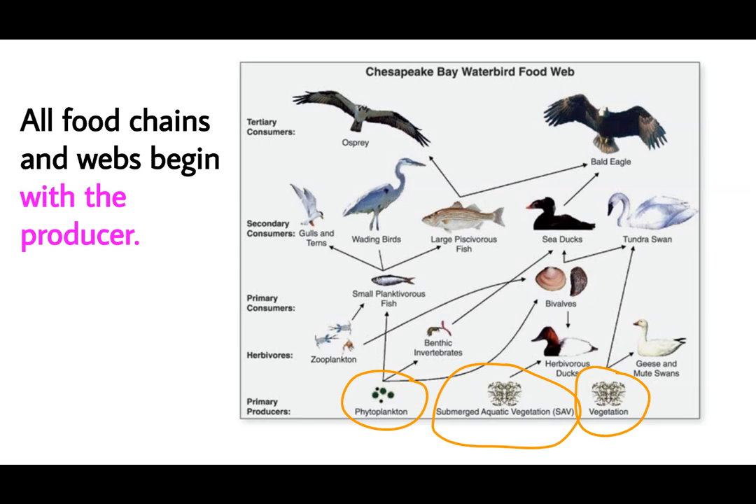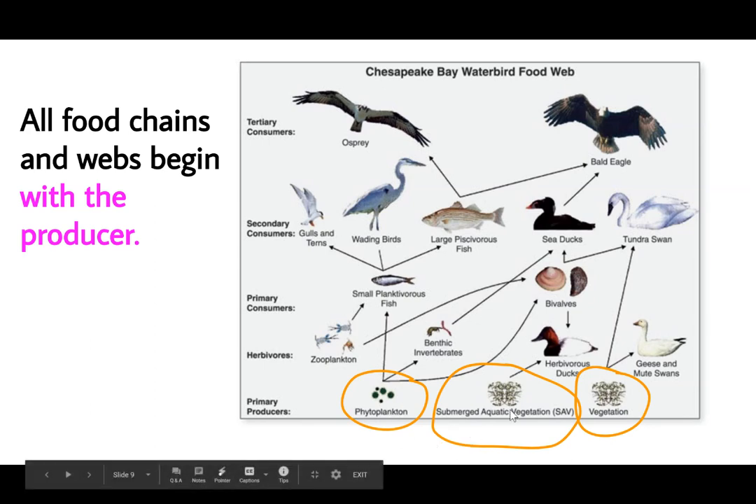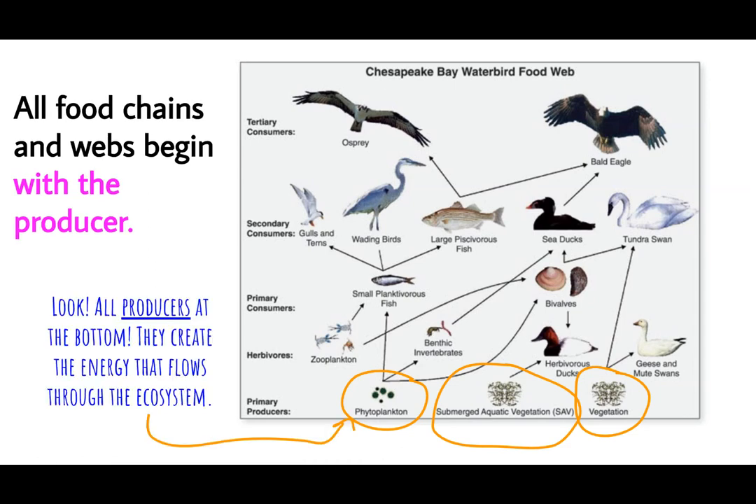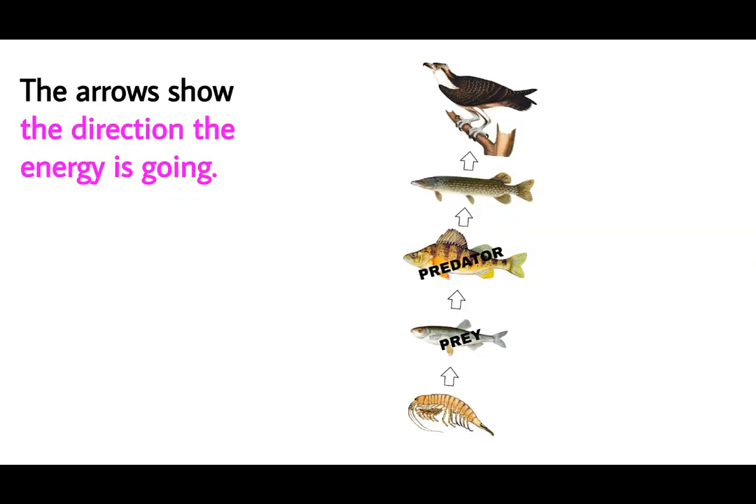So in this aquatic food web, you have three producers here. Phytoplankton, submerged aquatic vegetation, which is just underwater plants, and then vegetation, which is above water plants that probably are growing on the side of this ecosystem. They're usually all at the bottom, but not all the time, but they always do start the energy flow in the ecosystem. The arrows in food webs and food chains show the direction that the energy is going.